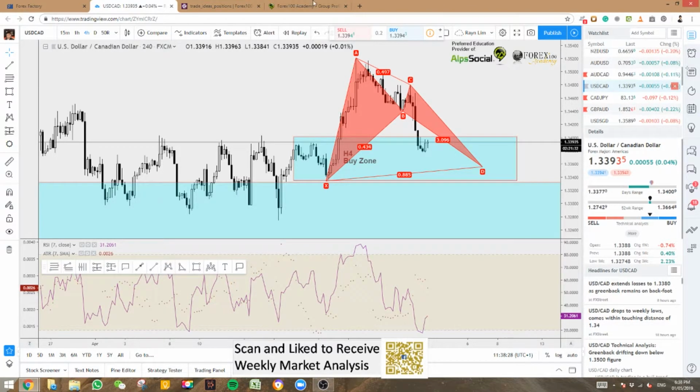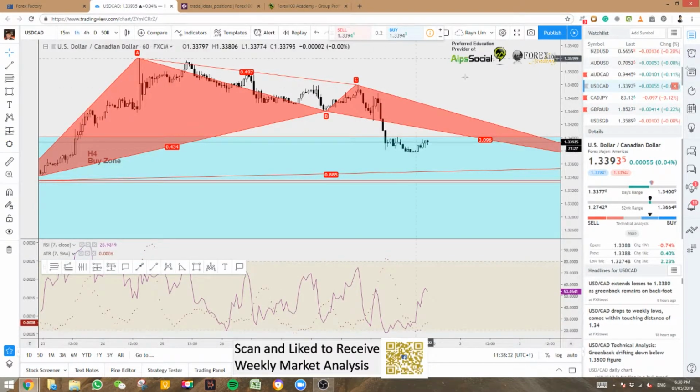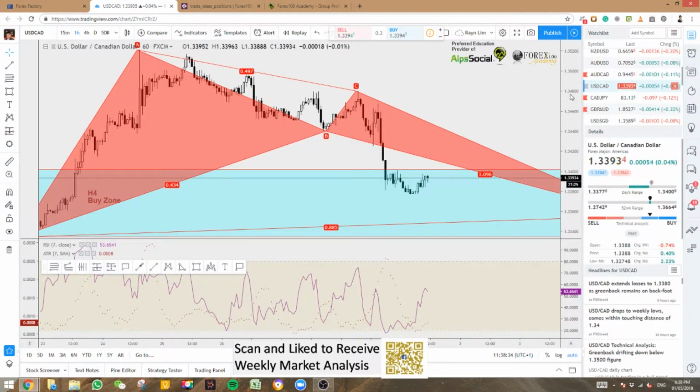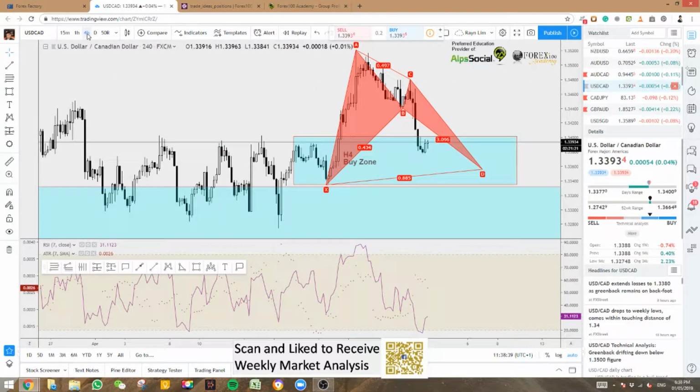To the 1 hour chart. Alright, nothing much on the 1 hour chart. So this is 4 hour bad pattern. Let's see how this trade goes.